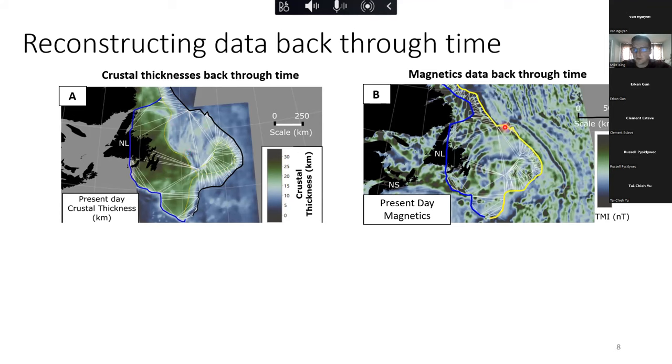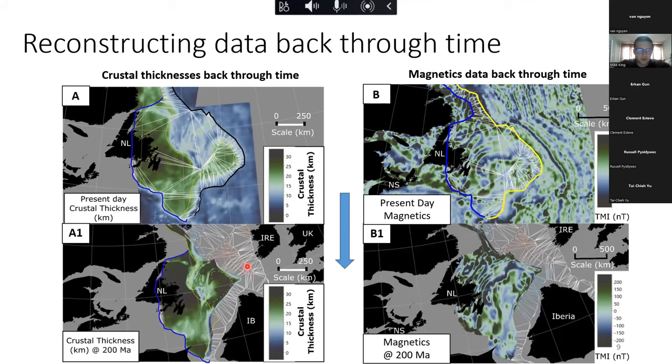For example, on the right-hand side here, we have the same deformable plate model, except that we have magnetic anomalies offshore Newfoundland. When we take these data sets and reconstruct them back through time, say, for example, back to 200 million years ago, this is the result that we get on the bottom of the slide. In panel A1 here on the bottom left, we reconstruct the crustal thicknesses back to 200 million years ago, potentially getting an idea of what the pre-Jurassic crustal thickness template of the Newfoundland margin looked like. And we see all kinds of interesting segmentation and variabilities. We can also compare these crustal thickness trends to what we're seeing in the reconstructed magnetic anomalies as well. There are some interesting trends here that I'm going to be talking about in the coming slides, potentially what these mean.